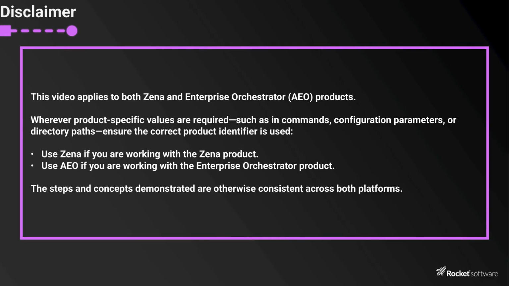When you see commands, configuration values, or directory paths that reference a product name, be sure to substitute the correct identifier for your environment. If you're using Zena, use Zena in the relevant places. If you're using Enterprise Orchestrator, use AEO. Aside from these product-specific substitutions, the steps and concepts shown in this video apply equally to both platforms.